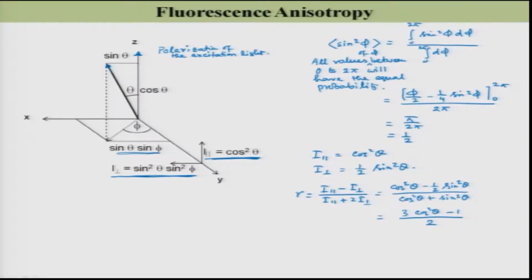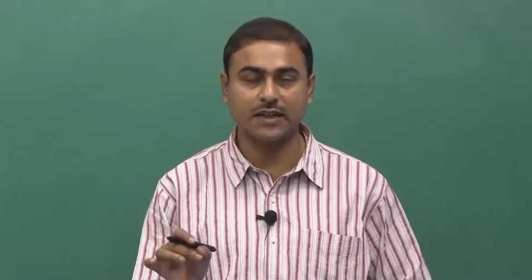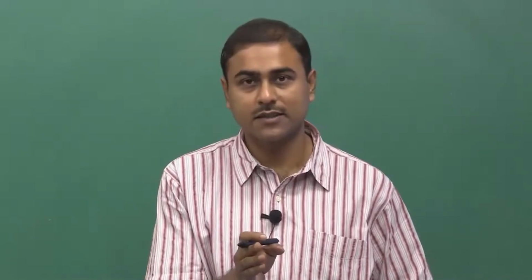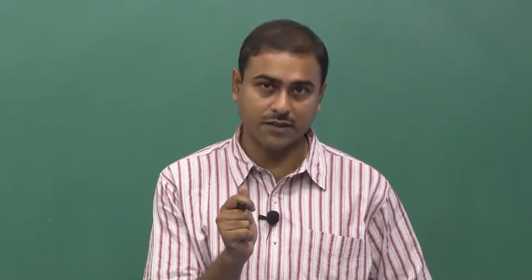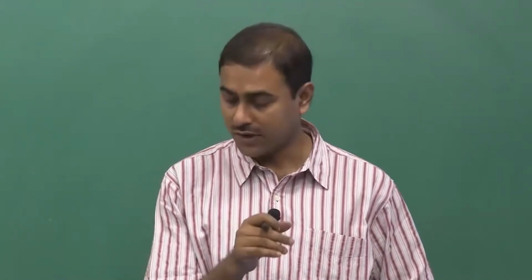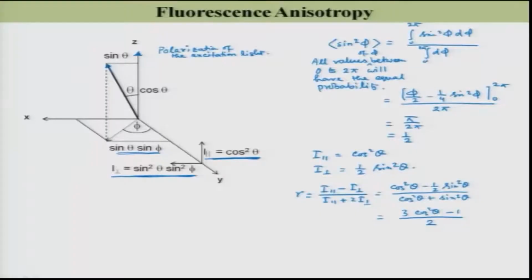Now, as you can see here, the theta value could be anything. So, let me put first theta equal to 0. That means it has not reoriented, because you have excited along the z axis, and just immediately after excitation you are looking at the r value. So, for theta equal to 0, this is nothing but 3 minus 1 divided by 2, so this is equal to 1. For theta equal to 0, the value of r is equal to 1. So, here I got the initial anisotropy is 1.